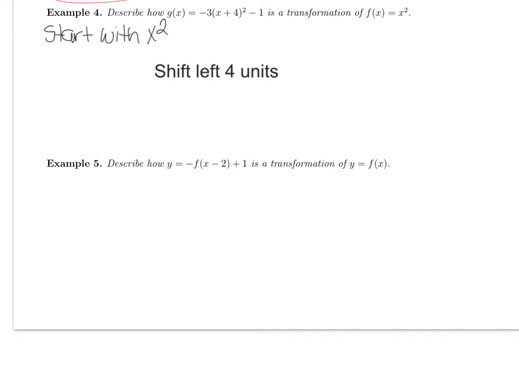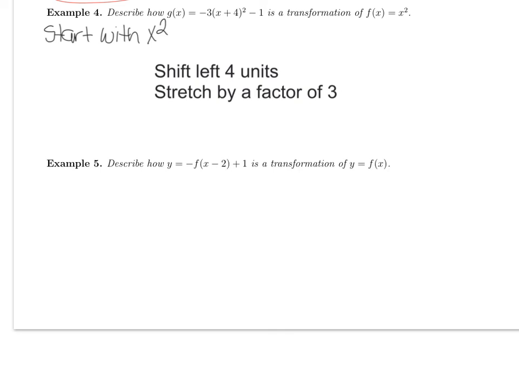The next thing is, do we have any stretching or shrinking? Well, we do, because we've multiplied this function by 3. Well, it's really a negative 3, but we'll treat those as 2 different things because that negative tells us that we will do a reflection too. So let's just focus on the 3. That tells us that we stretch by a factor of 3.